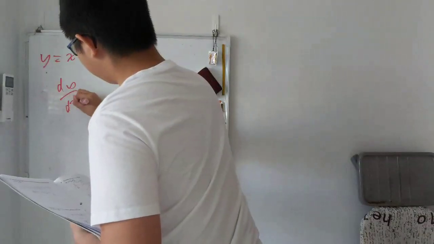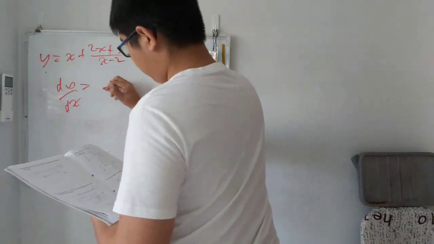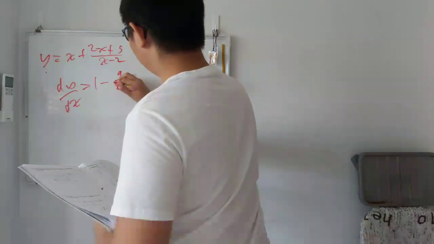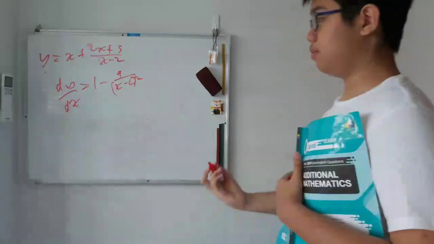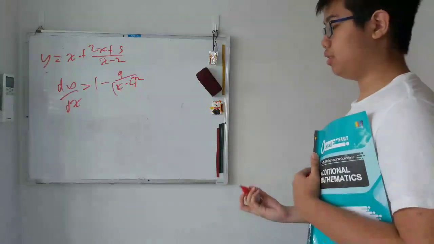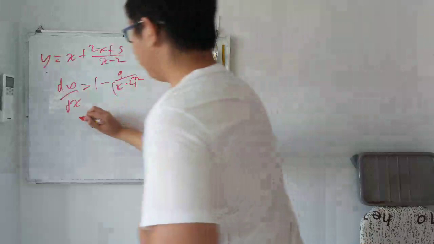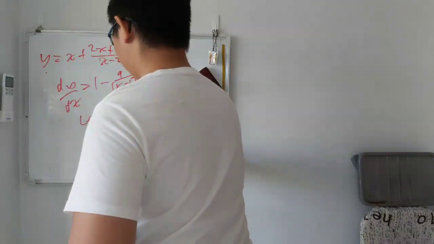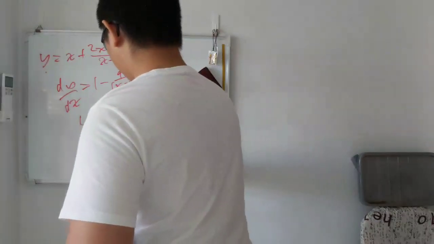So let's say that we have, reminder that dy dx is equal to 1 minus 9 over x minus 2 squared. Okay? So we want the stationary points, which means that we need dy dx equals to 0. So let dy dx equals to 0, then we know that this is equal to 1, right?